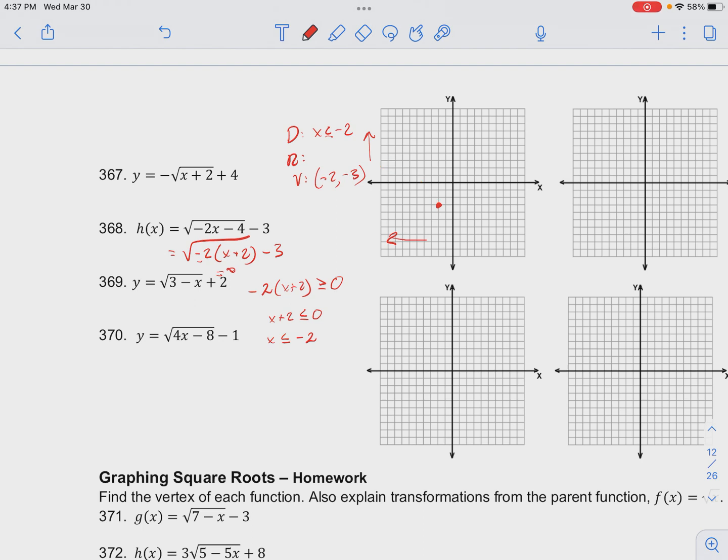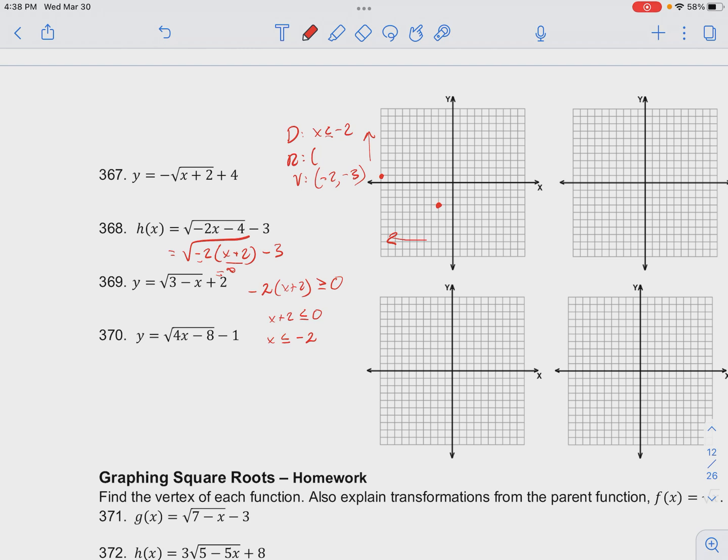But if we want to get it more concrete, then we can make a table of values. So let's say we plug in x as negative 10. So we'll have negative 10 plus 2 is negative 8 times negative 2 will be 16. Take the square root of that, will be 4 minus 3 will be 1. So at x equals negative 10 we have a y value of 1.